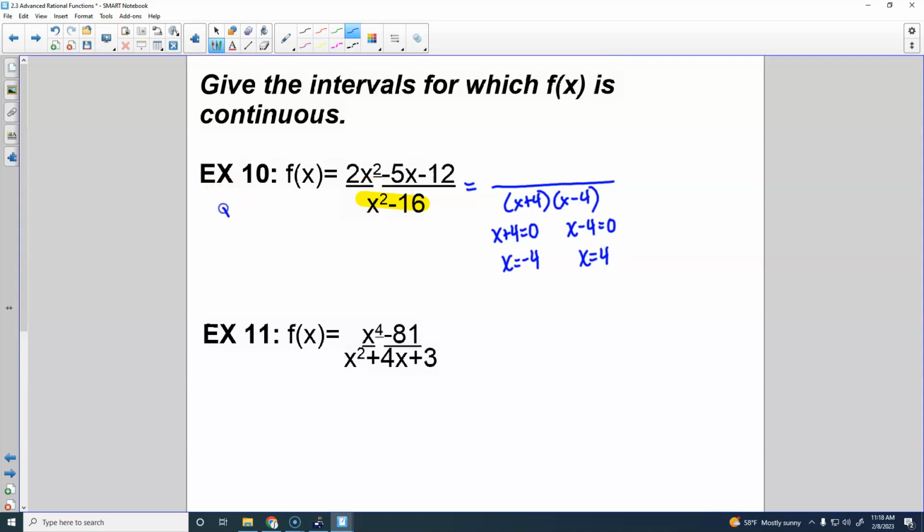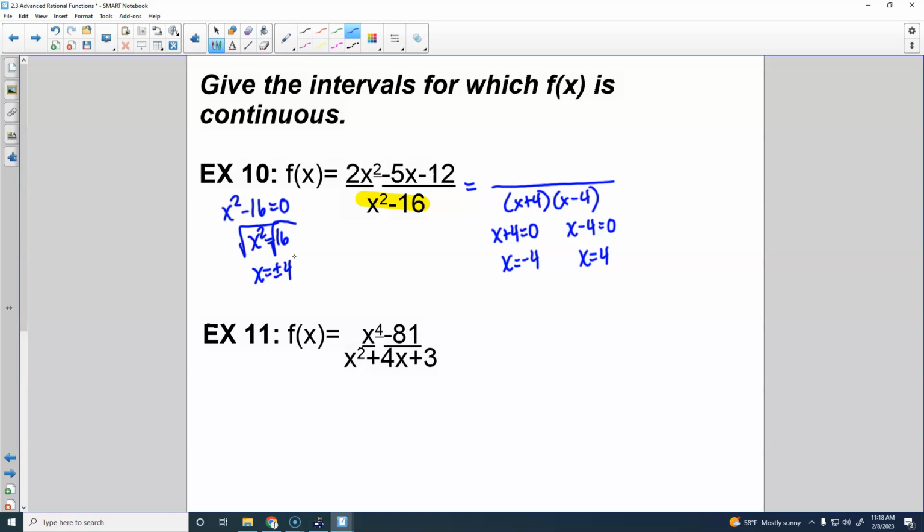Your other option on that is you could have just done it this way, x squared minus 16 equals 0. You can move the 16 over and square root both sides, which will give you plus or minus 4 there. So either route will get you there. So you have discontinuities at -4 and 4.